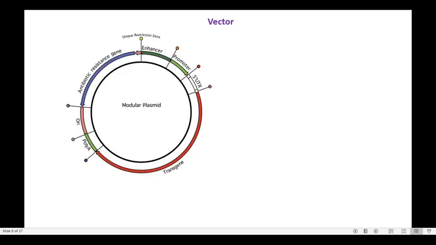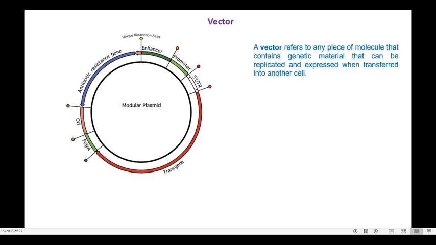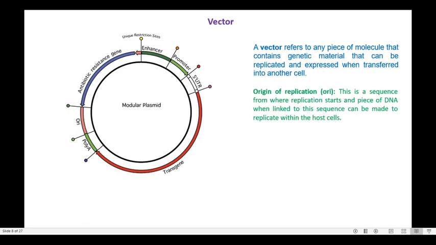Now, we already saw about the vector, but we will see about the properties of the vector now. Previously I said a vector refers to any piece of molecule that contains genetic material that can be replicated and expressed when transferred into another cell. So the vector should have an origin of replication, where the replication starts. This is a sequence from where replication starts, and a piece of DNA when linked to this sequence can be made to replicate within the host cells.